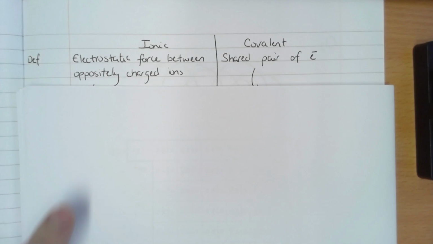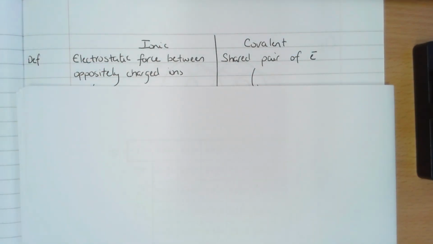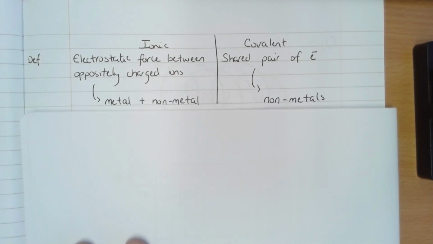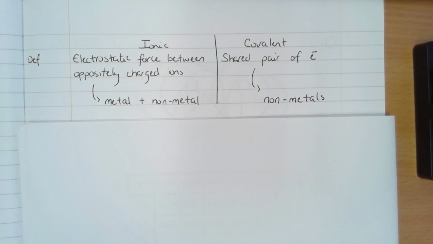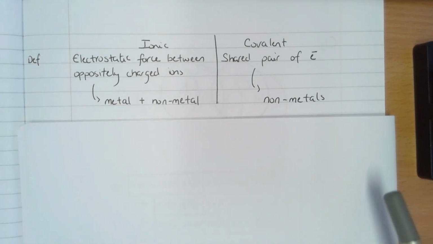You will not get a mark for saying ionic is the bond between a metal and a non-metal, or that covalent is 2 non-metals. You need to learn the definitions. However, that is a handy way of seeing which one is which. Ionic does occur between metals and non-metals, and covalent will occur between 2 non-metals.